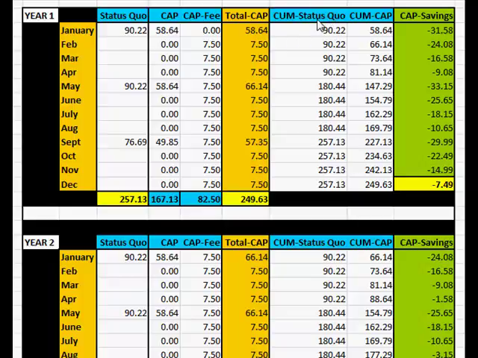So under the status quo, each time you come to the office, we add. You come to the office 3 times. Here, it's 90.22, added to 90.22, then add in 76.79 to get the total cost of 257.13, and we did the same thing for the total cap spending, just adding down along, and we can see what the savings are by taking the difference between status quo and cap to get the cap savings.